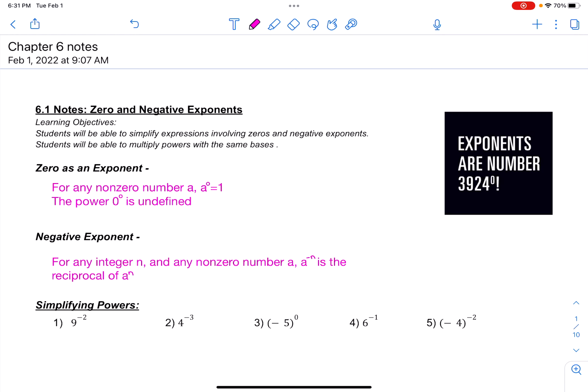Hi guys, so today we are going to be starting chapter 6. In section 1, it is all about zero and negative exponents.